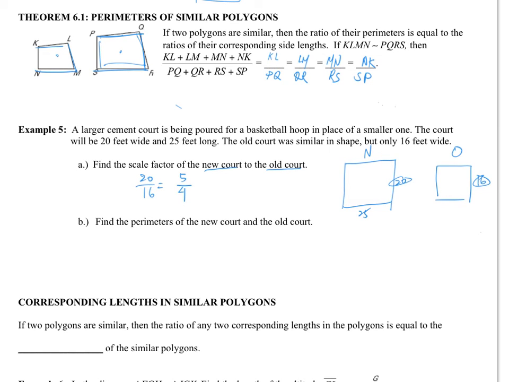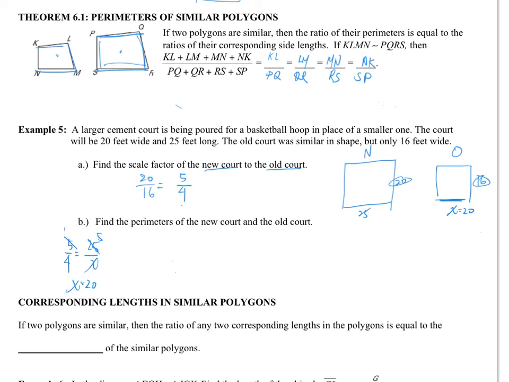And part B wants you to find the perimeters of the new court and the old court. So we need to first find the length of the old court by using proportions. So 20 to 16, we've already simplified it. It's 5 to 4. And we need to set it equal to 25 to x. And we can simplify. So x is 20. So this is 20 here.